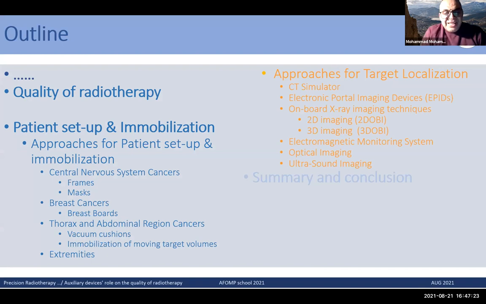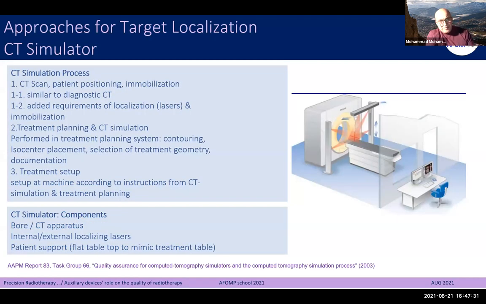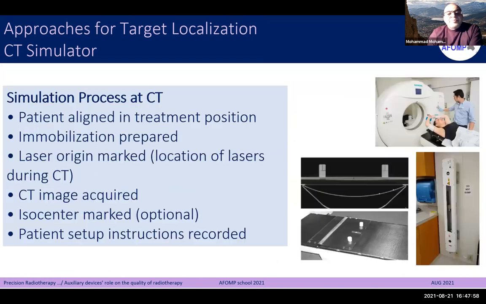Okay, take a breath. We're going to the next section, which is target localization, starting with the CT simulator. I'm not going to explain that; most of you know what the CT is and how it works, but I'll just concentrate on the difference between CT scanner and CT simulator. Three major differences come with the bore, internal and external localizing lasers, and a patient support table to mimic the treatment table. And the procedure is clear: the patient is aligned in the treatment position, immobilization is applied, the laser origin is marked, and CT images are acquired, and the isocenter can optionally be marked or not, and patient setup instructions must be recorded.